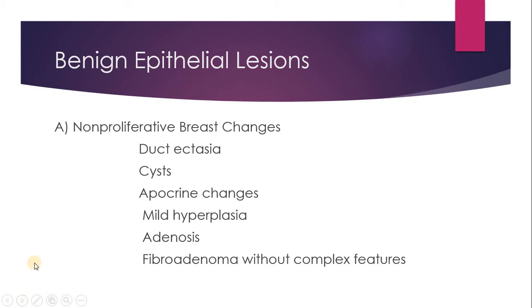Among the two most common benign breast lesions, number one is fibroadenoma, then fibrocystic change, which includes cyst, apocrine change, and adenosis. So these two names you have to mention: fibroadenoma and fibrocystic change. Usually these are non-proliferative, with no risk or very little risk of malignancy.